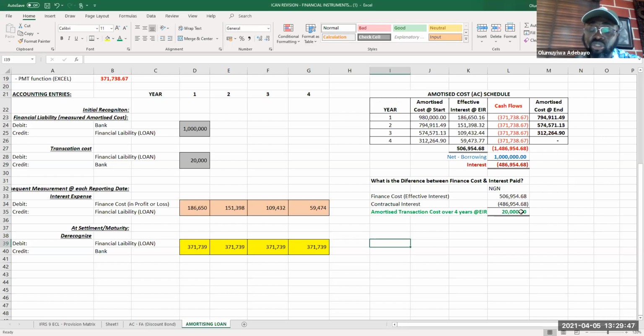But take note, it's not only transaction costs that we amortized. Discount and premium are also part of it. But in this question, we don't have those two. The only thing we have out of the three is transaction cost. And this is what we are saying, that when we find ourselves in this kind of situation, take note that our transaction cost will have to be amortized for an amortized cost category.